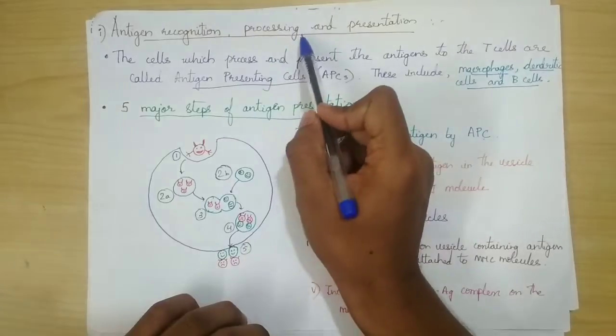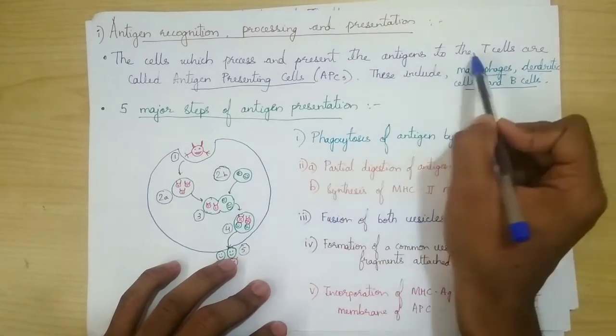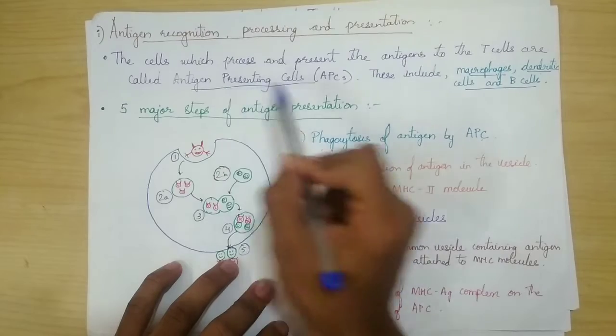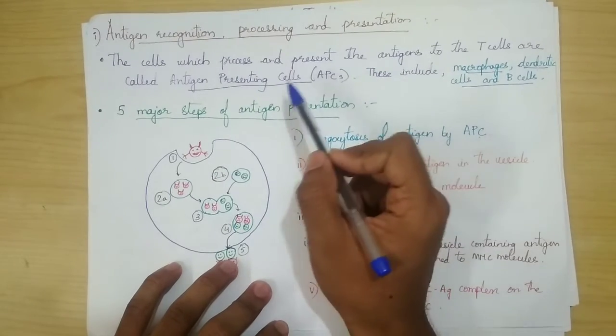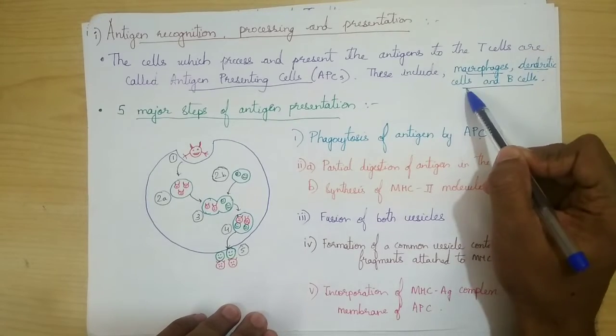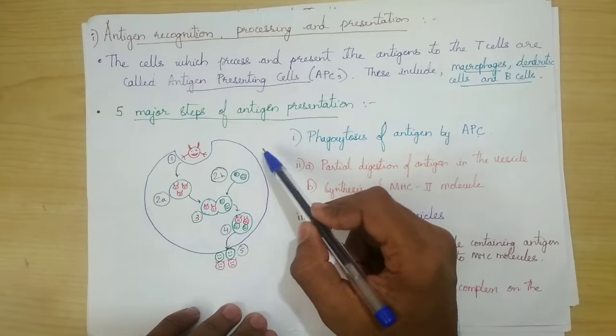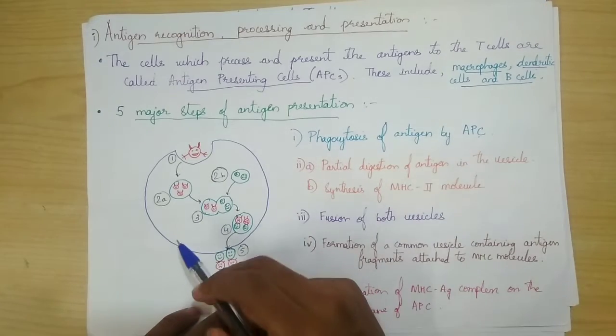Antigen recognition, processing and presentation. The cells which process and present the antigens to the T cells are called antigen presenting cells or APCs. These mainly include macrophages, dendritic cells and B cells. So now let's understand the major steps of antigen presentation.